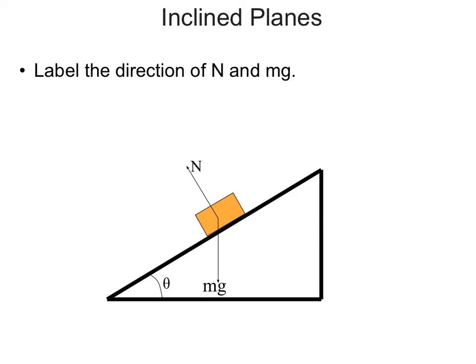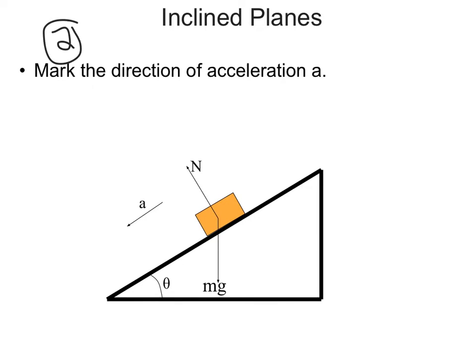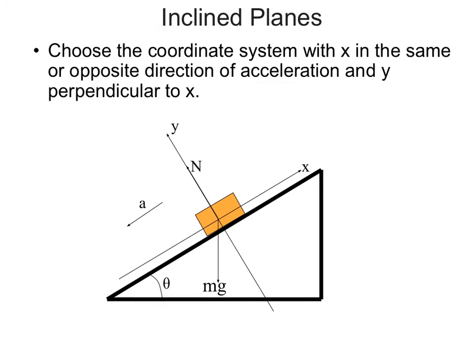Let's go through the steps when we set up an inclined plane problem. The first step is to label the direction of force normal and our force of gravity. So remember, our force of gravity is also equal to the weight, which is mass times gravity. Then we have force normal, which is going perpendicular to the inclined plane. Our second step is to mark the direction of acceleration. If we look at this, we can tell that this object would be sliding downwards, so our acceleration would also be going downwards.